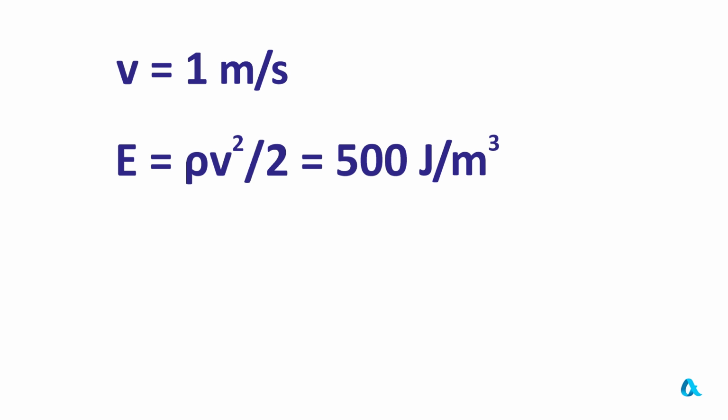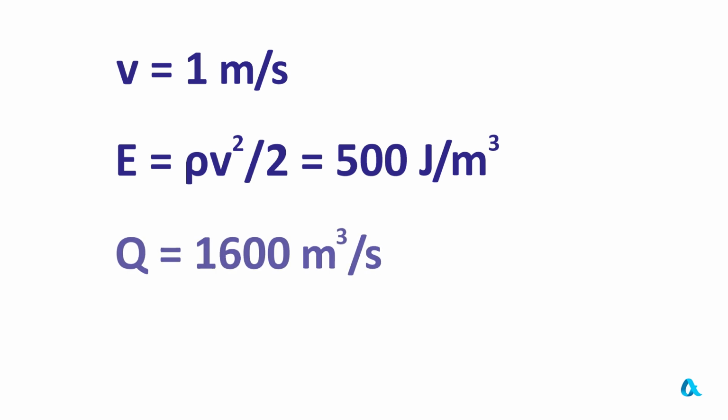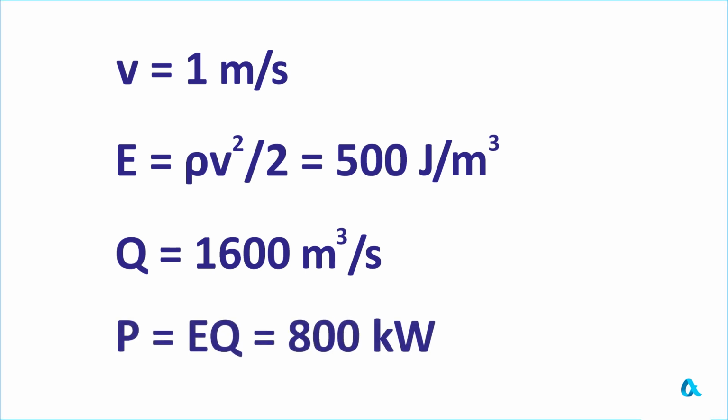Now we need to know how many such cubic meters flow per second of discharge. The reference book states the average yearly water flow is 1,600 cubic meters per second. Thus, we find the transferable power. We need to multiply the energy density by the volumetric flow rate, and we will have joules per second, that is watts, which I will convert to kilowatts, and I get 800 kilowatts. Well, generally speaking, very, very little.